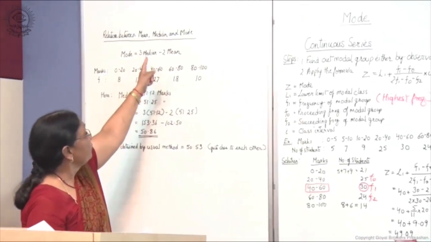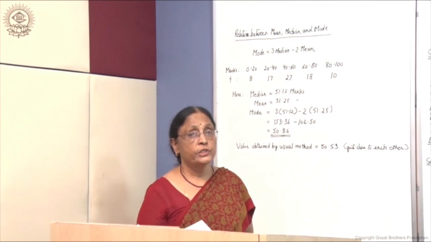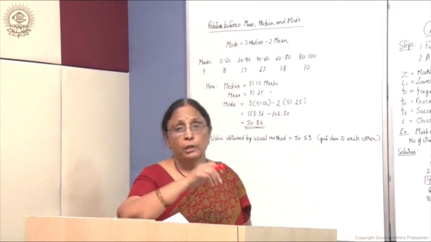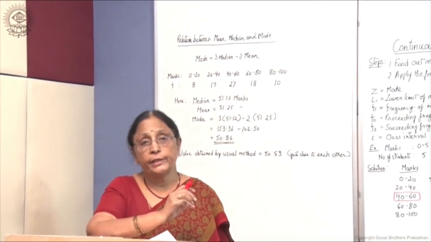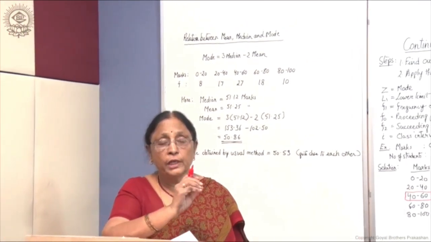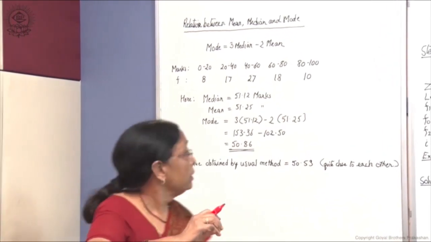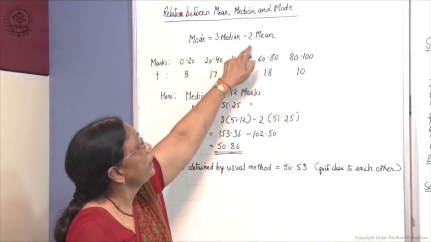There is a relation between mean, median and mode. What is the relationship between these three? Because mean, median and mode are all measures of central tendency, they are interrelated. And there is a formula for this: mode is equal to 3 median minus 2 mean.